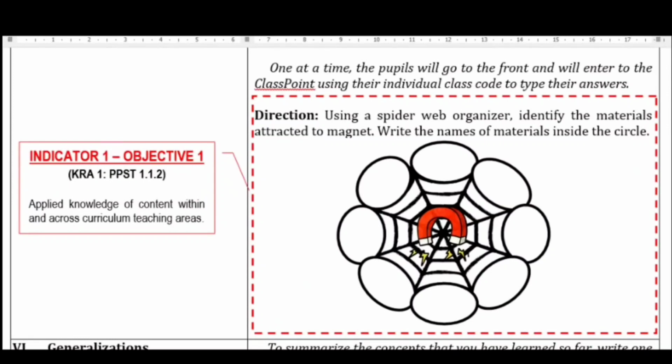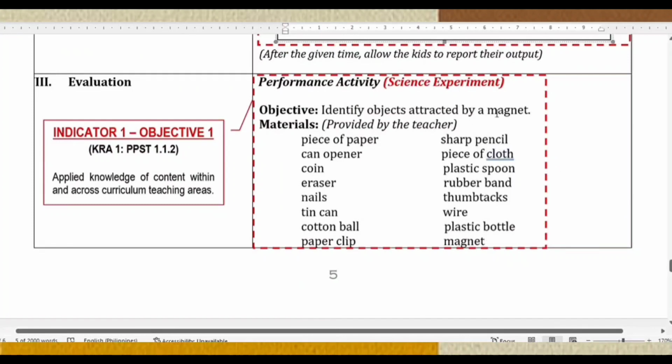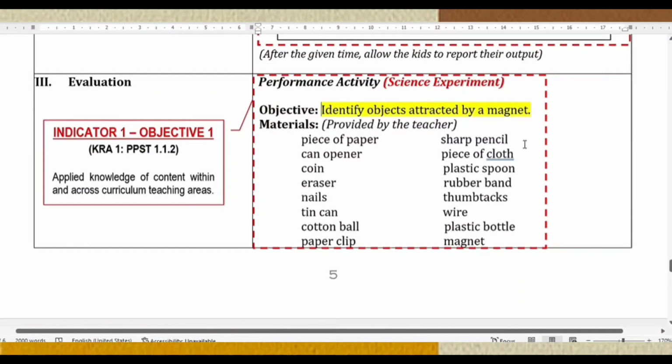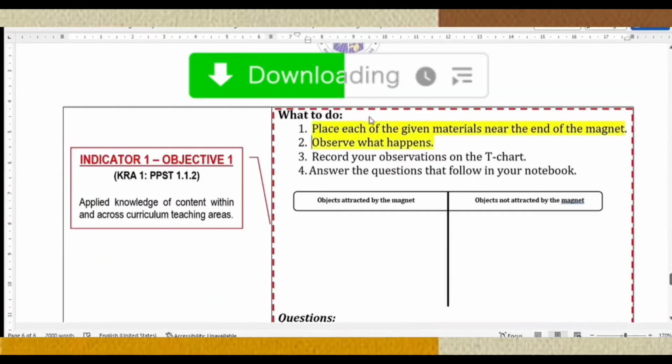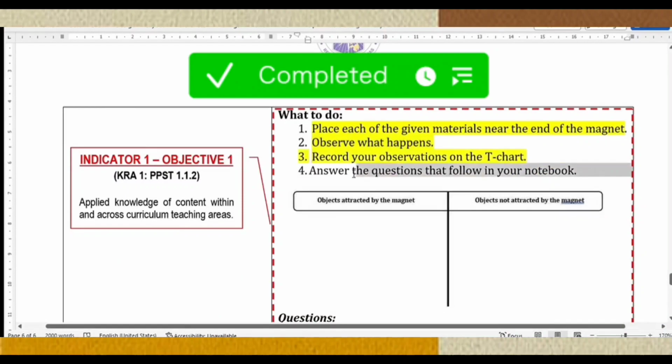So here, the learners will identify the materials attracted to magnet using the spider web organizer. So it is the integration of a science lesson. Here in assessment, to measure the understanding of the learners about the lesson, I use a science experiment wherein the learners will use real objects to test whether it attracts magnet or they will see and experience it in person. After performing the science activity, they will categorize the materials whether attracted by the magnet or not through the use of T-chart.